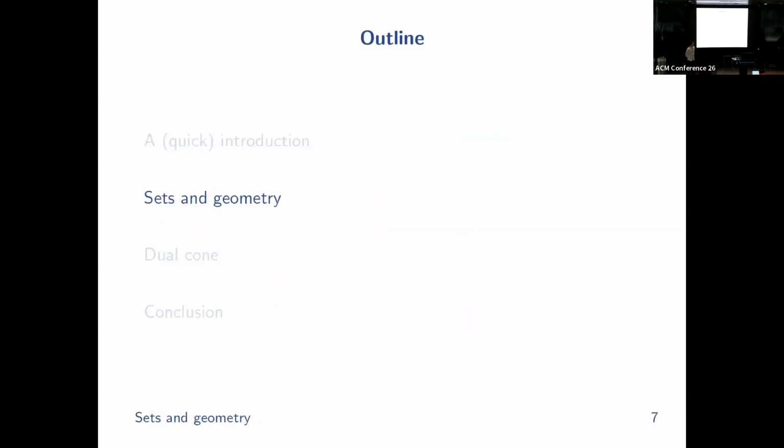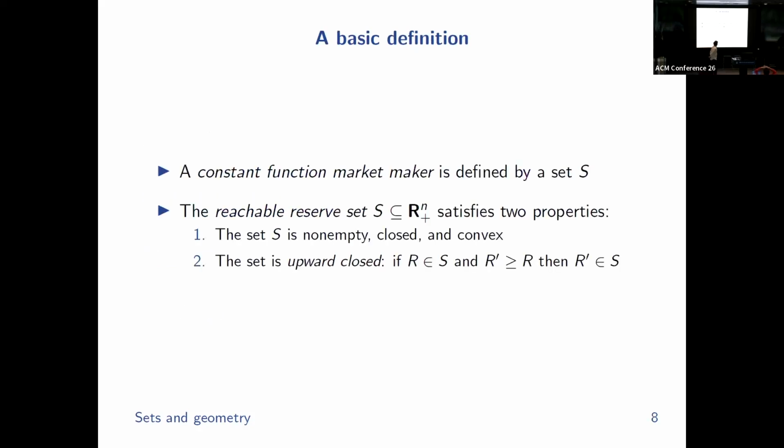Okay, so with that, I guess I have to introduce a little bit of convex geometry, and this will involve totally overriding the previous definition I gave you of constant function market makers, and then rebuilding it using purely geometric language. Okay, so a constant function market maker is now going to be defined by a set S.